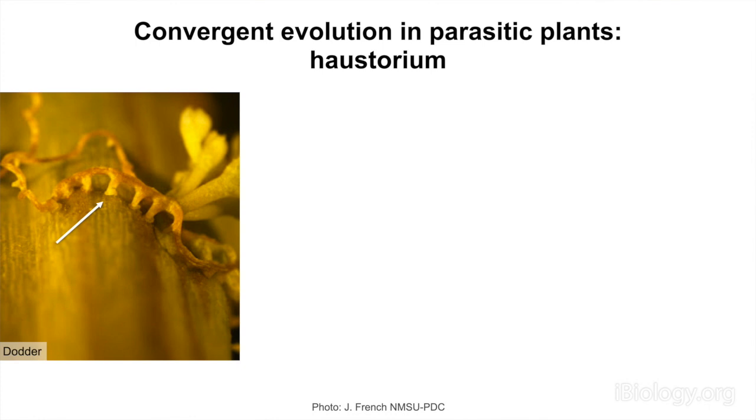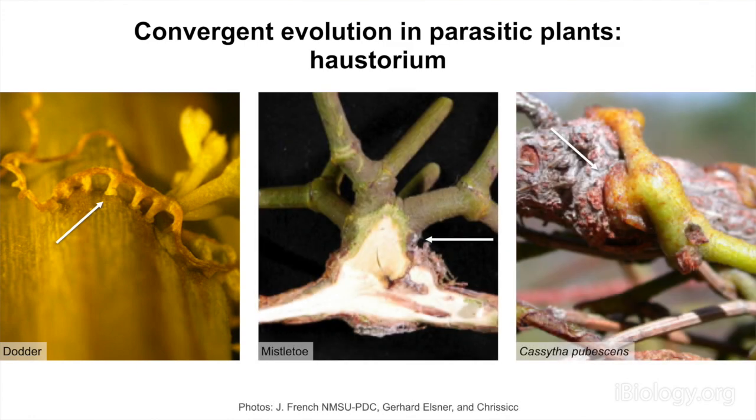Let's look at the haustoria again first. So here we have the haustoria from dodder going into the stem of a host plant. And now we have mistletoe in the middle and a parasitic vine on the right side of this slide. And the haustoria are marked with white arrows, and you can clearly see how those haustoria are connecting the parasitic plant to its host.